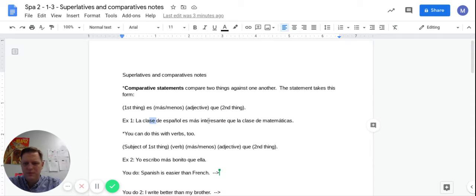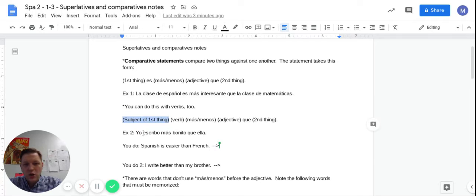Clase. Vale? You can do comparatives with verbs as well. It uses a slightly different phrase. It's going to be subject of the first thing, verb, más o menos, adjective, que, second thing. Let's try an example of that. So, yo escribo más bonito que ella. I write more pretty than she does. Yo escribo, I write. The subject is yo, the verb is escribo. Más o menos, I picked más. The adjective is bonito, and then que is right there, and then the second thing is she, ella. That makes sense? I hope that helps.